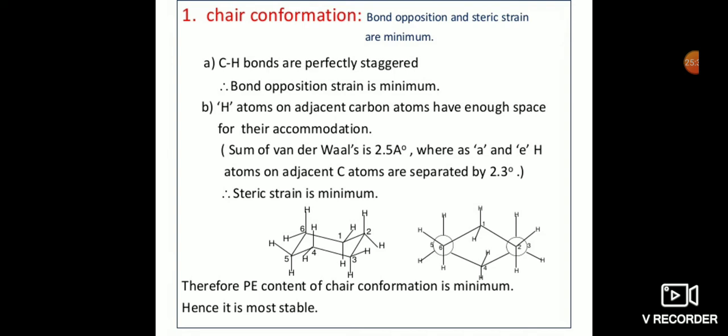So steric strain is minimum in this chair type conformation. So all the factors, steric strain and bond opposition, are minimum in chair conformation. That's why the potential content of chair conformation is minimum, and hence it is the most stable structure from these four structures. Chair conformation of cyclohexane is the most stable form in these four forms.